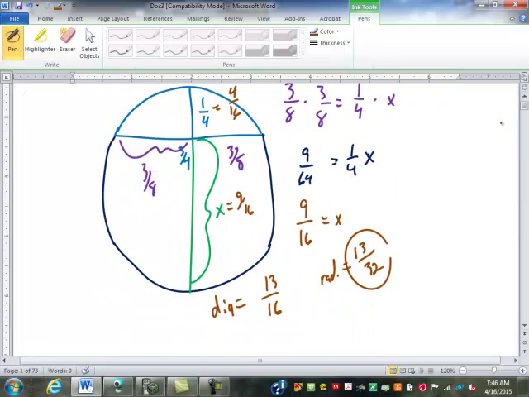Our volume now. Well, we're going to find an area, and then of course an area times a distance. To find the area, we have to find the area of this whole sector, which means we need an angle here. What we have is the 13/32 radius here and the 3/8 here. So I can find this angle and just double it.